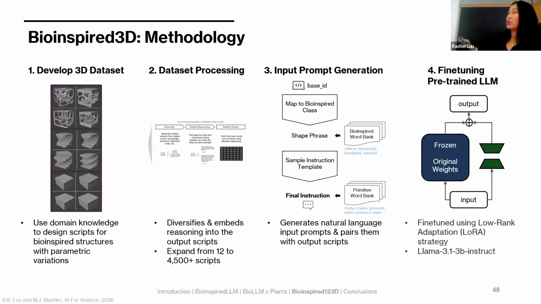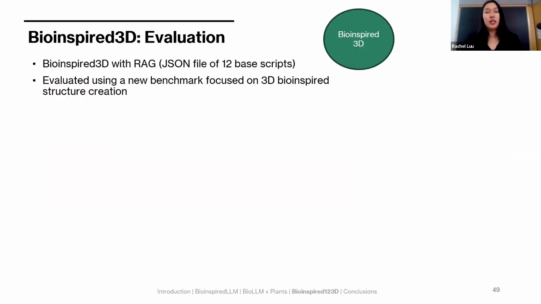And then lastly, again, we're going to use this low rank adaptation strategy to do fine tuning. Specifically for this model, we ended up using Llama 3.1 3B Instruct. For reference, 3B is probably as tiny as it gets for a large language model. So it's a very, very compact model and trains in less than half a day. It's really quick.